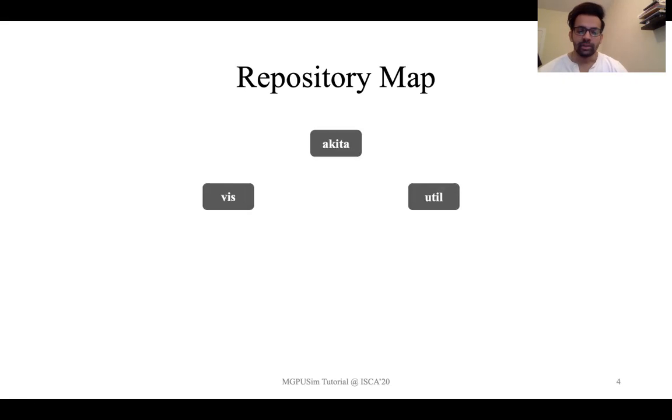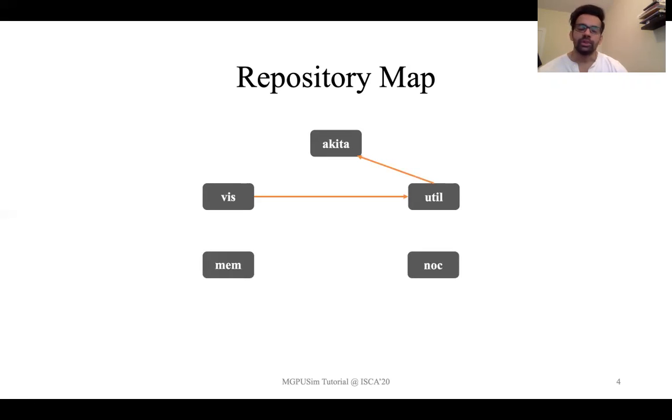Then we have the Viz repository, which is responsible for handling all the visualization related tasks. This is something that is part of the Daisen tool, which Yifan will cover later. Then we have the util repository. The util repository contains basic functionalities that would be used by all the other repositories. So common basic functionalities.